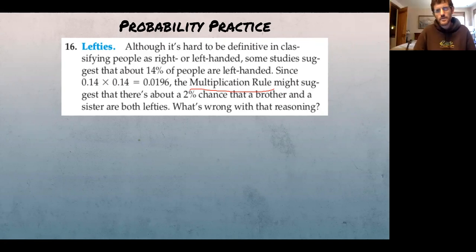You got it. So I would guess, I don't know the numbers, but across the population, there's a 14% chance of being left-handed. But if your older sibling is left-handed and then you're born, your probability might change based on that, and you might have a higher probability of being left-handed. So therefore, they're not independent. So 2% is not a good calculation. Okay, questions on these?